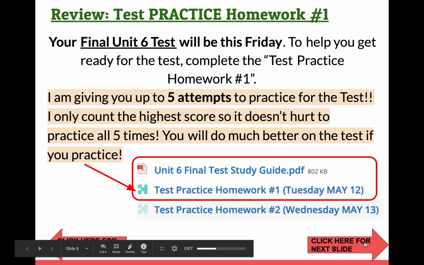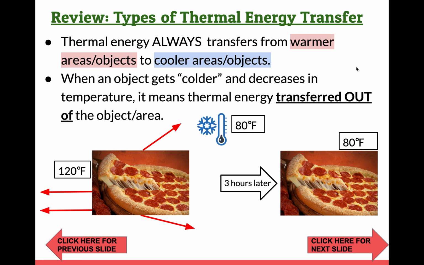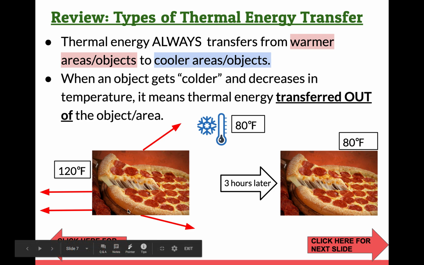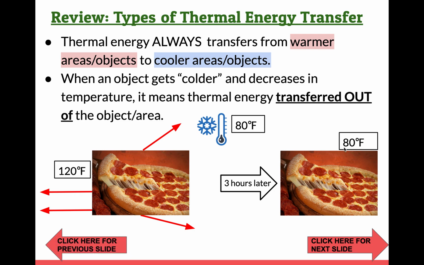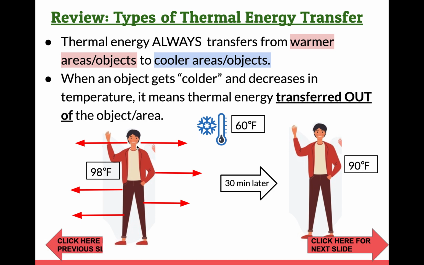We'll be reviewing the types of thermal energy transfer. So remember, we just said thermal energy always transfers from warmer areas to cooler areas. So for example, when this pizza gets colder, that means that thermal energy transferred out of the pizza so that now it's 3 hours later, it's at a colder temperature because it goes from hot to the colder air. Same thing, if your body is warm and it's cold outside, thermal energy transfers out of your body since it always goes from warm to cold.